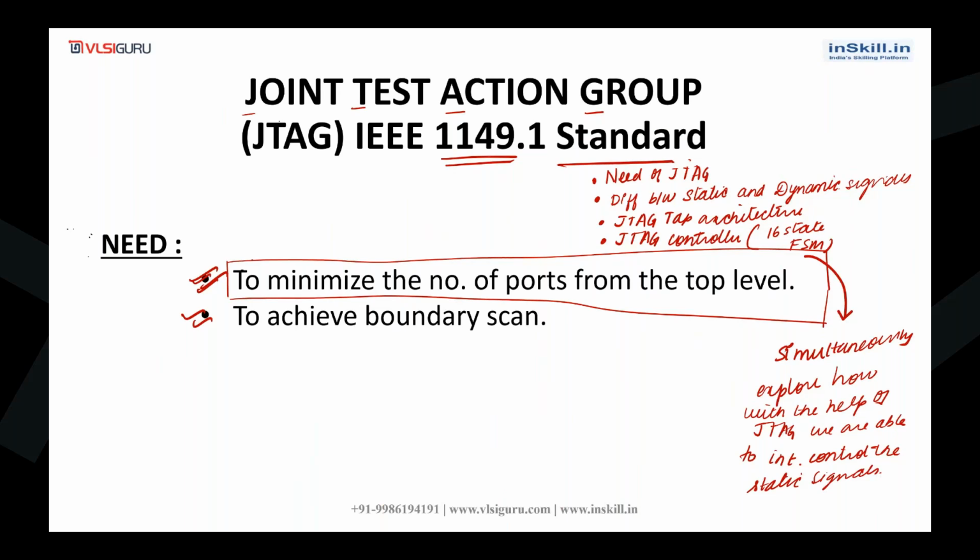So we will be understanding the JTAG controller. The JTAG controller is actually a 16-state FSM. We'll be understanding the various states in the 16-state FSM, and while doing so, we will simultaneously explore how with the help of JTAG we are able to internally control the static signals.